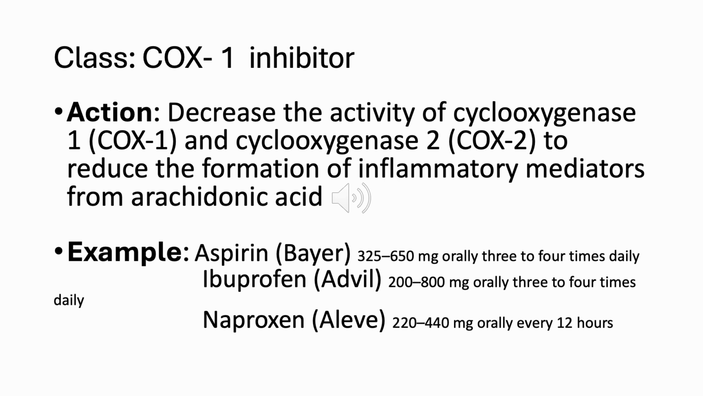A COX-1 and COX-2 inhibitor's action is to decrease the activity of cyclooxygenase 1, also known as COX-1, and cyclooxygenase 2, which is known as COX-2, to reduce the formation of inflammatory mediators from arachidonic acid. Examples of these drugs are aspirin, Bayer, ibuprofen, Advil, and naproxen, Aleve.